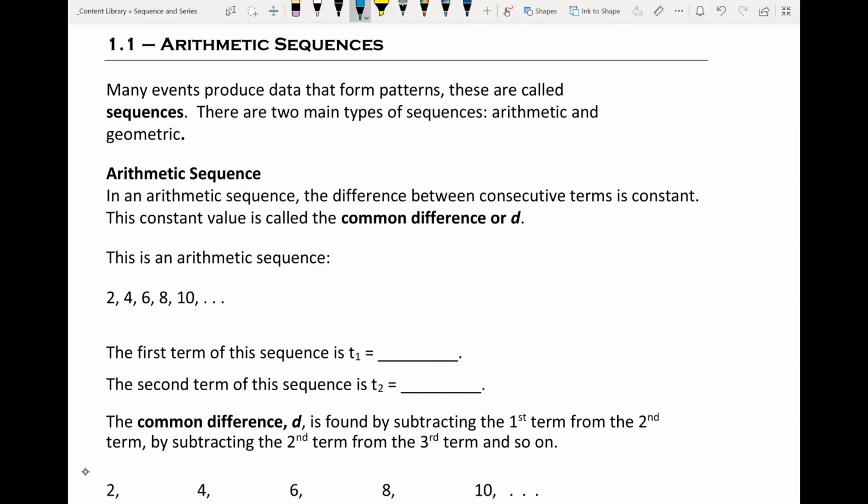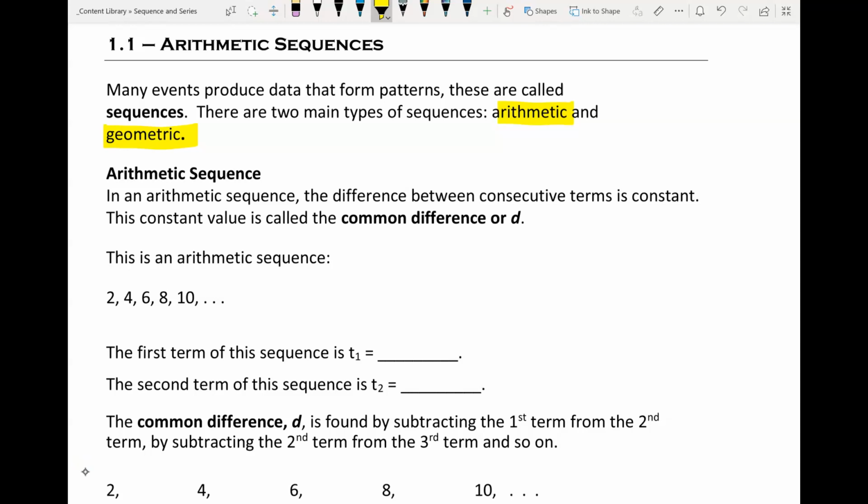Welcome to our new unit on sequences and series. So many events produce data that form patterns, and these patterns are called sequences. There are two main types of sequences: arithmetic sequences and geometric sequences. In this video, we're going to focus on arithmetic sequences.